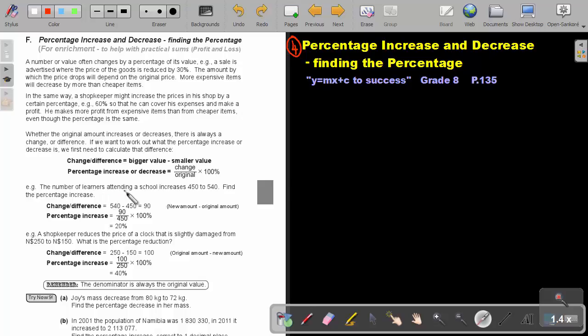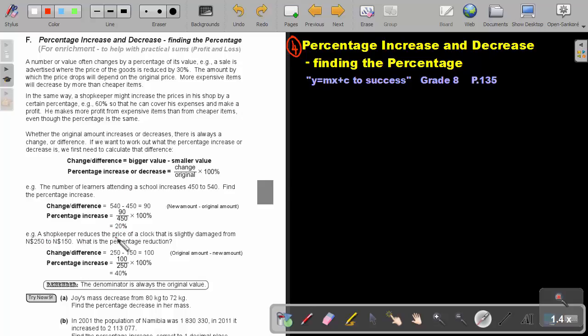The number of learners attending a school increased from 450 to 540. Find the percentage increase. So first work out the change, the difference. I take the big one minus the small one, and that's 90. It was in the previous example. And then I take the percentage increase. I take 90 and I put it over the original one, the one they mentioned first. So for 450. And then to make it a percentage, I multiply by 100%. And that will give me an increase of 20%. That was the previous sum.